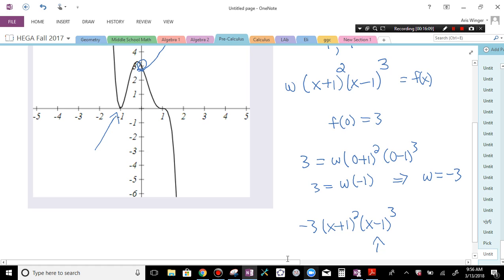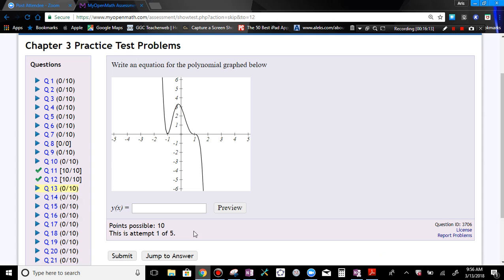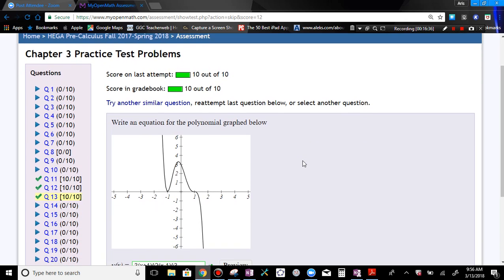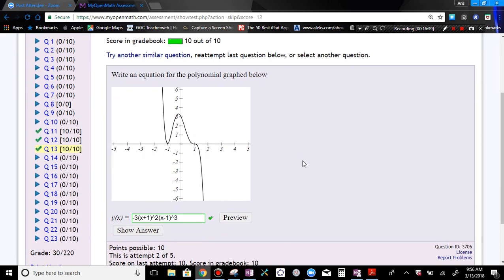Negative 3 times x plus 1 squared times x minus 1 cubed. X would be nice. X plus 1 squared times x minus 1 cubed. Let's see who likes that. Questions? Just breaking it down in terms of the zeros.